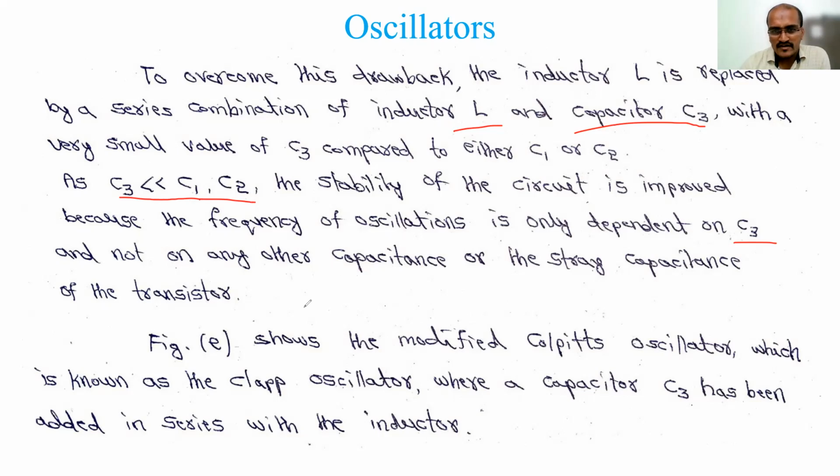So we'll show this modified circuit, which is known as the Clap oscillator. This modified Colpitts oscillator is known as the Clap oscillator, where a capacitor C3 has been added in series with the inductor.